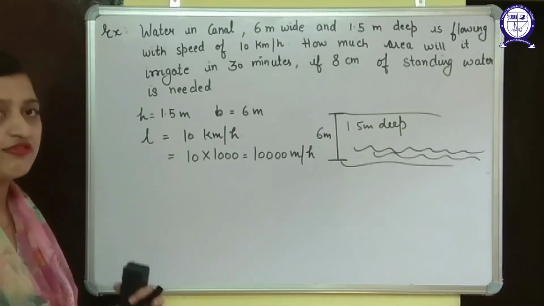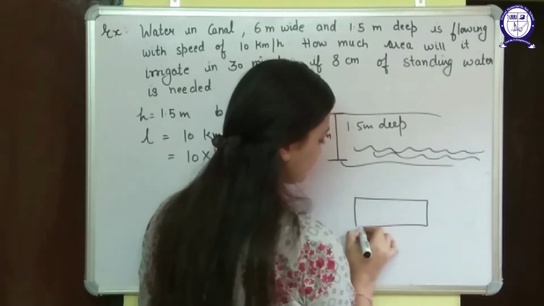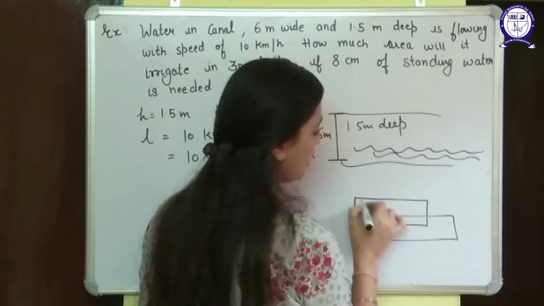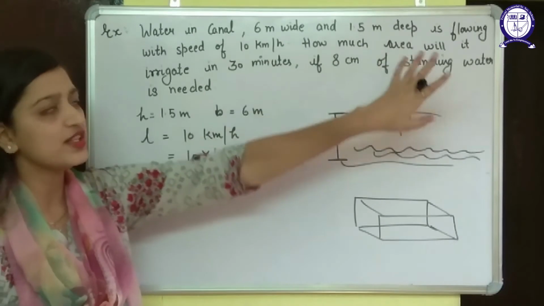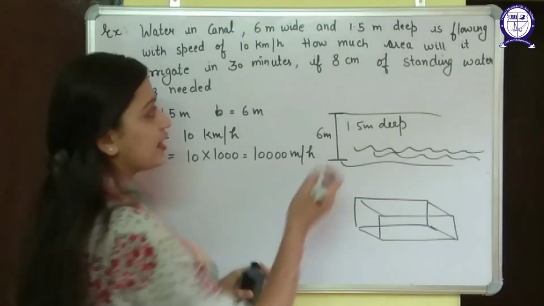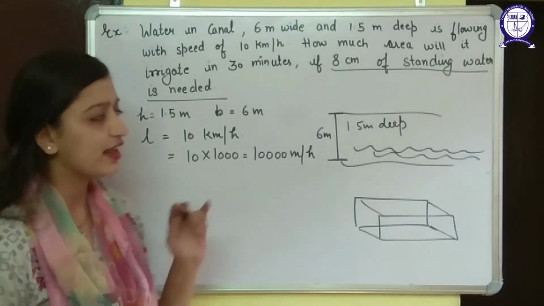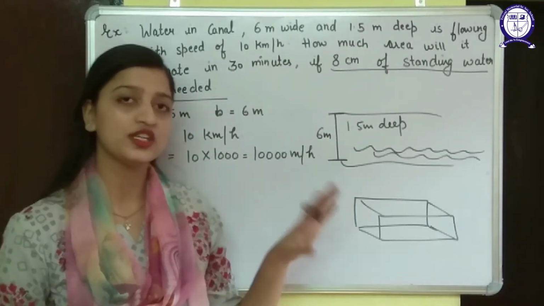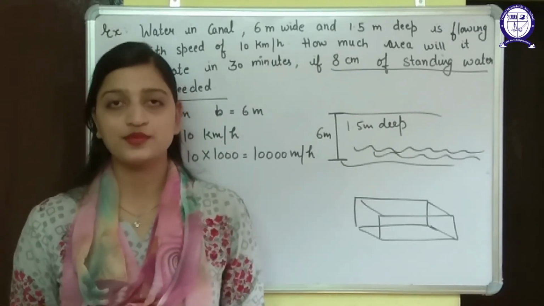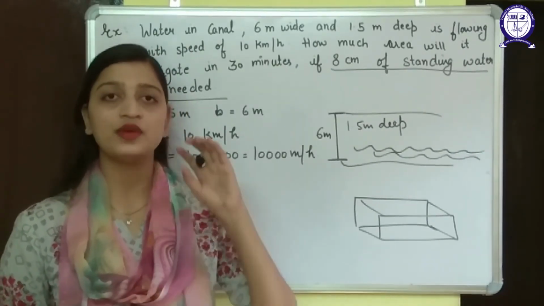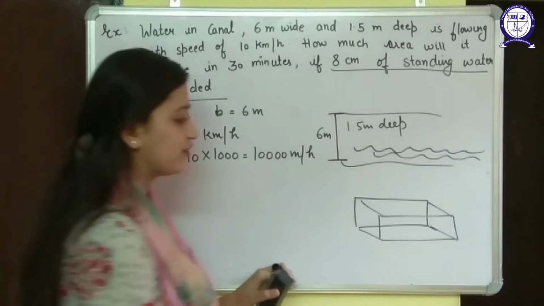It says that there is a farm, which is again in the shape of the cuboid. Why is it in the shape of a cuboid? First of all, it says how much area will it irrigate in 30 minutes if 8 centimeter of standing water is needed. That means that when I am putting the water into this field or this farm, the water is not automatically absorbed by the soil. There is some water which is left behind and it is up to 8 centimeter of standing water.